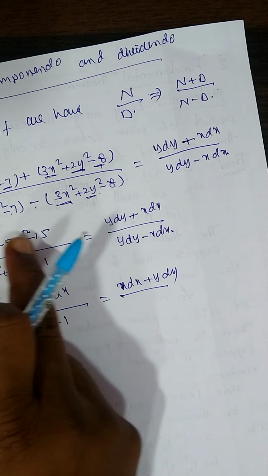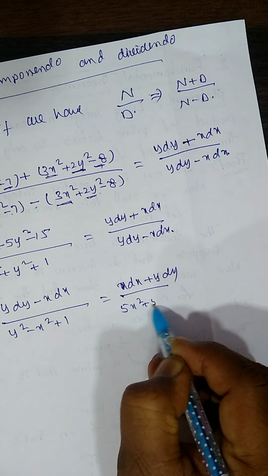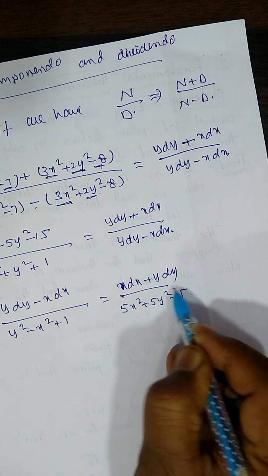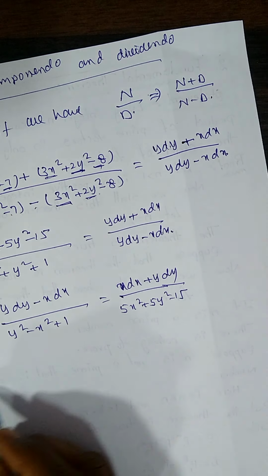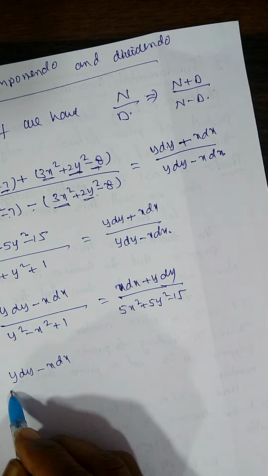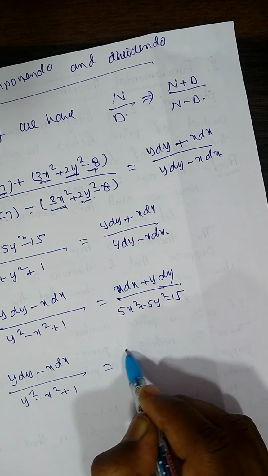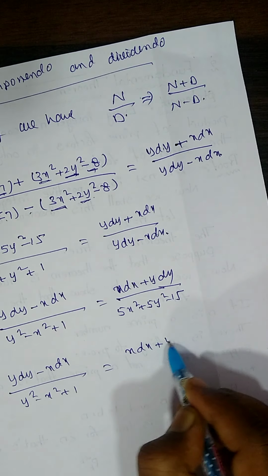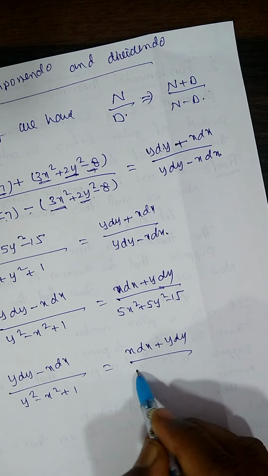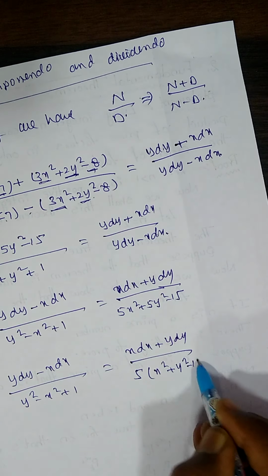y dy minus x dx by y square minus x square plus 1 equal to x dx plus y dy. This 5x square brings from LHS to RHS: 5x square plus 5y square minus 15. That implies we have y dy minus x dx divided by y square minus x square plus 1 equal to x dx plus y dy, 5 common, x square plus y square minus 15.